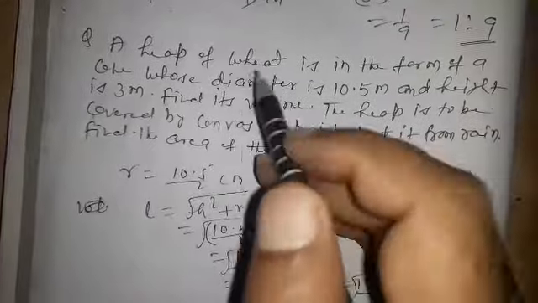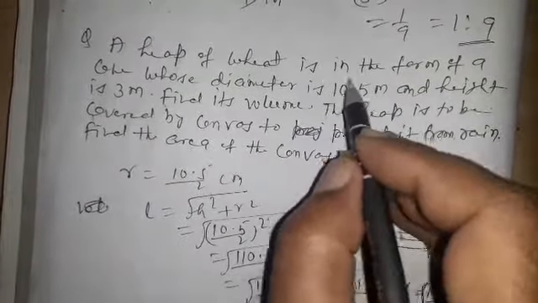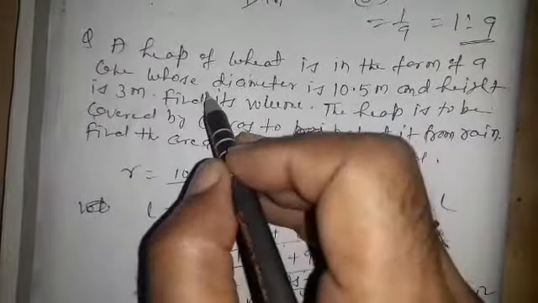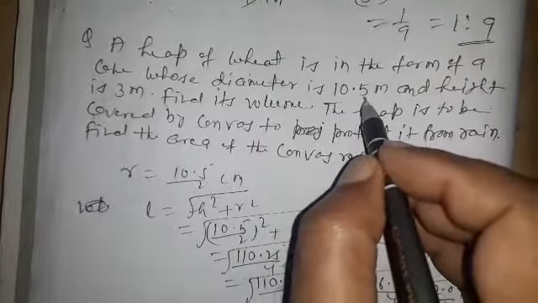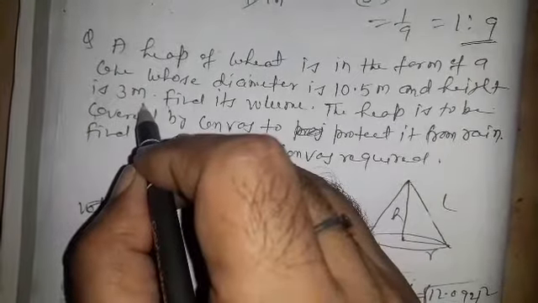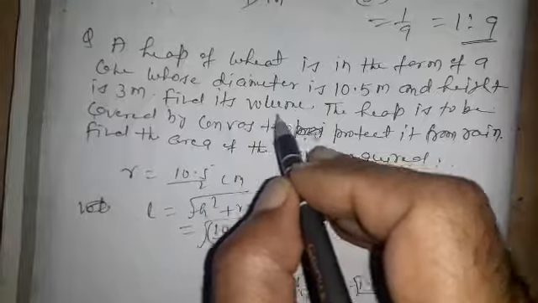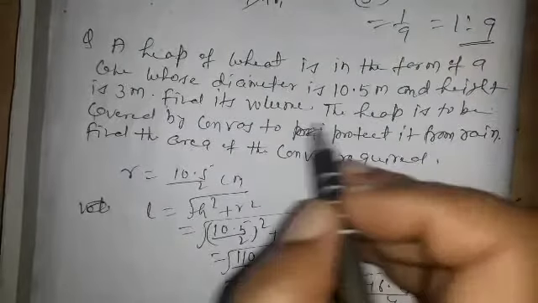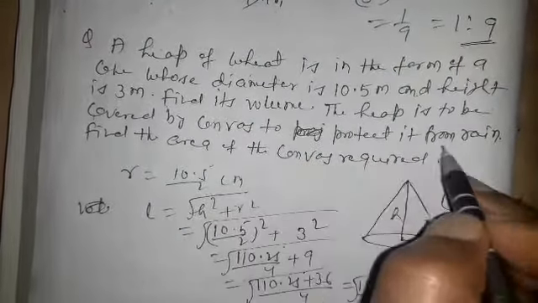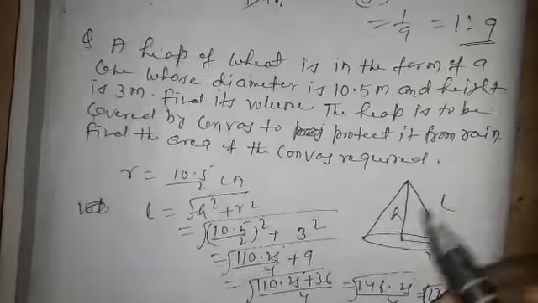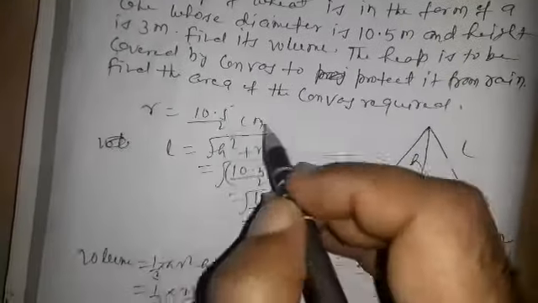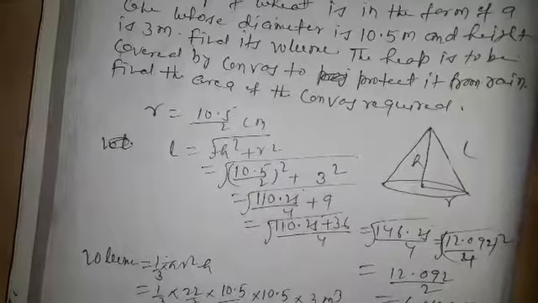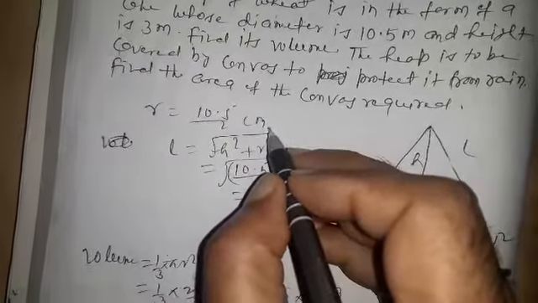Now next question is, a heap of wheat is in the form of a cone whose diameter is 10.5 meter and height is 3 meter. Find its volume. The heap is to be covered by canvas to protect it from rain. Find the area of canvas required. So diameter is given 10.5. So radius is equal to 10.5 by 2.